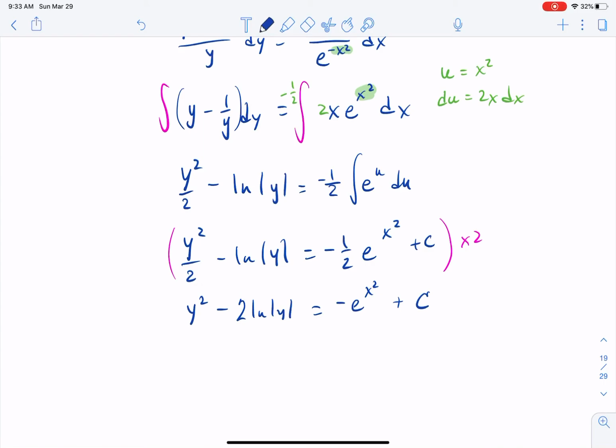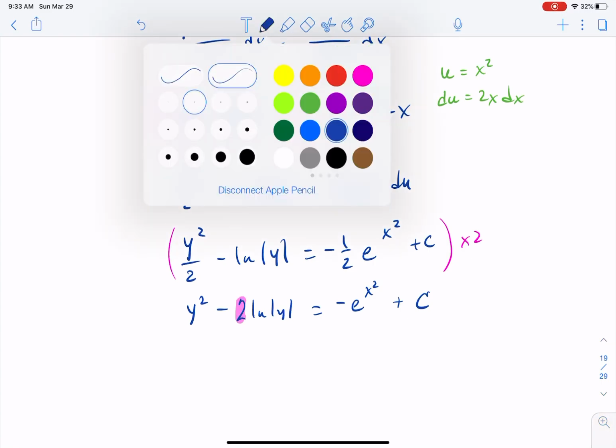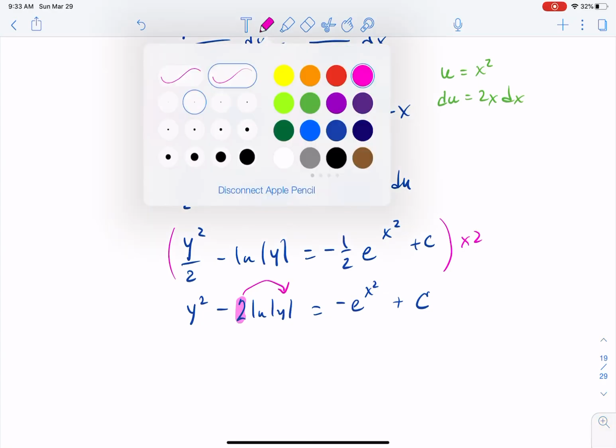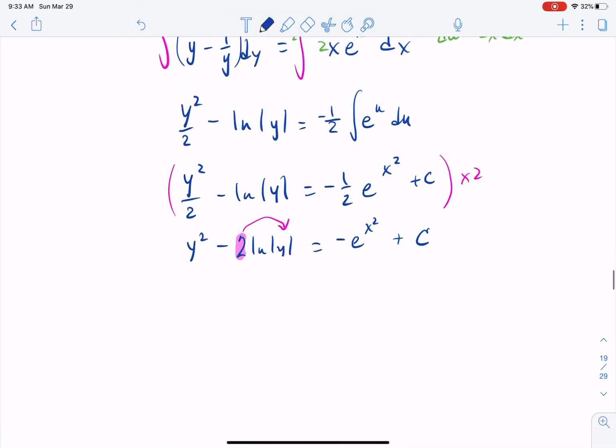And one other pro tip: I'm going to take this 2 here and bring it in using a property of logarithms. Going to bring it on the inside, and that's going to make that y squared. Not only is it going to make it y squared, but it's also going to drop the absolute value symbols because we have just squared the y, which makes it positive again. All right, minus e to the x squared plus c.